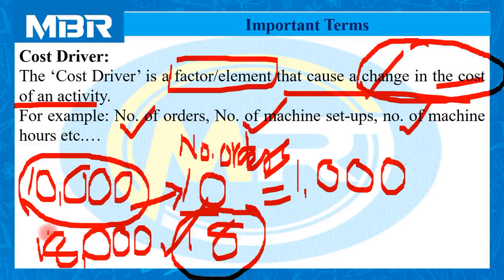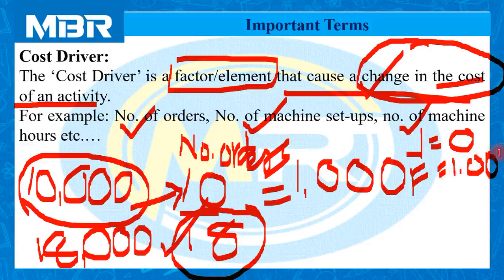Say for example, I would like to distribute these 10,000 over a period of 12 months. In January, there was no order, so the cost transferred to January is 0. In February, we placed one order, so the cost of February related to ordering is 1,000. During March, again we have not placed any order, so the cost will be 0.